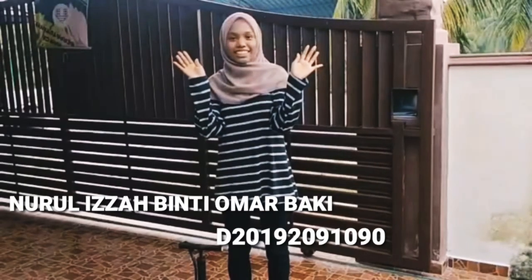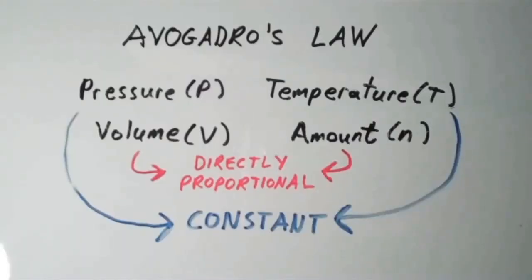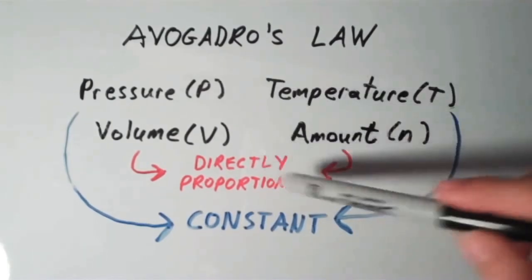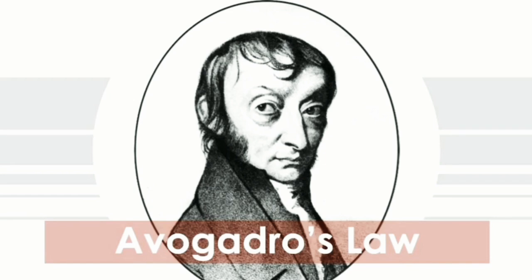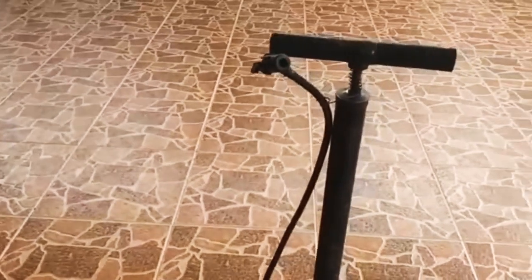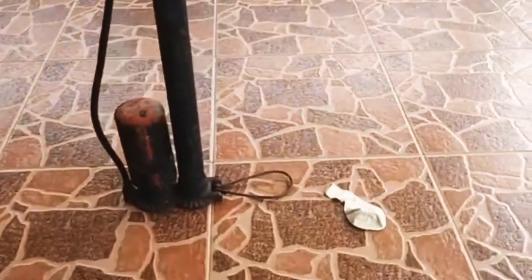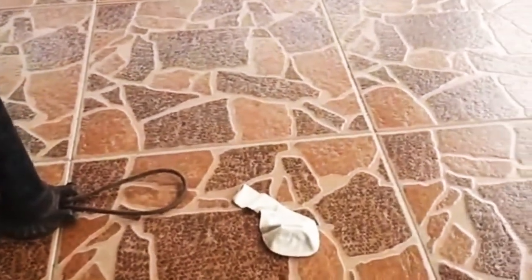Hello everybody! In this video, we are going to talk about another one of the basic gas laws, and we are going to discuss Avogadro's law. Avogadro's law involves four basic properties of gases, which are the pressure, the volume, the temperature, and the amount in moles of a gas. Now, I will explain the Avogadro's law experiment. For the experiment, we need a pump and a balloon.